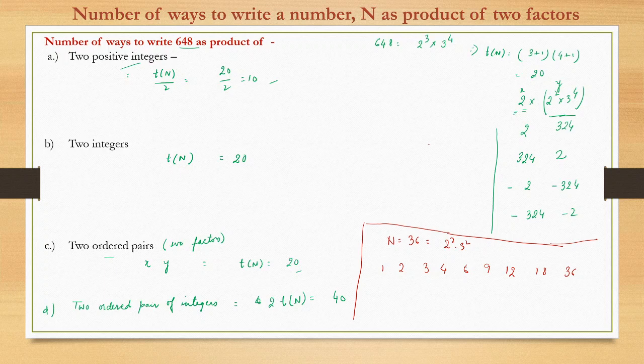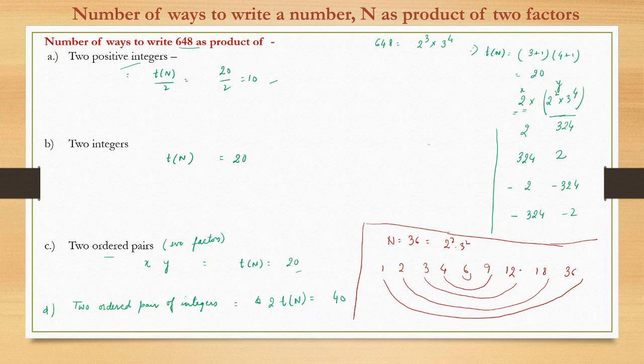So we know, in how many ways can we write it as a product of two factors? See here, 1 into 36, 2 into 18, 3 into 12, 4 into 9, and 6 into 6. I mean, 6 itself will multiply to 6 and give you the product. So the number of ways becomes 1, 2, 3, 4, 5.